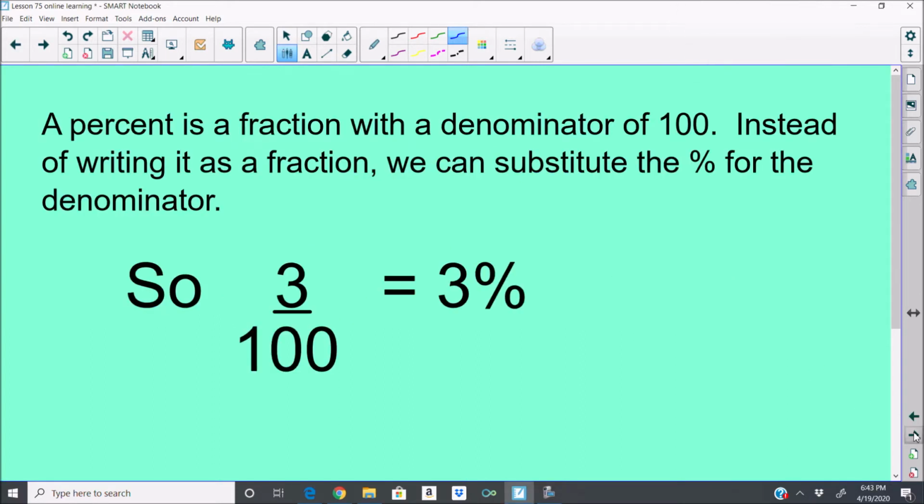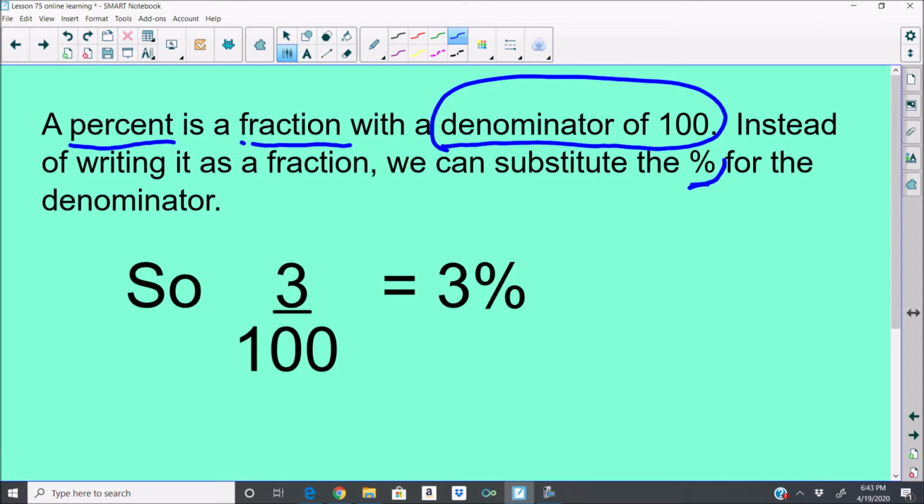What we need to know to begin with is that a percent, when we're talking about a percent of something, is simply a fraction with a denominator of 100. That's our key. As long as we can get a fraction with a denominator of 100, we basically have a percent. Instead of writing it as a fraction, we simply substitute the percent sign for the denominator.